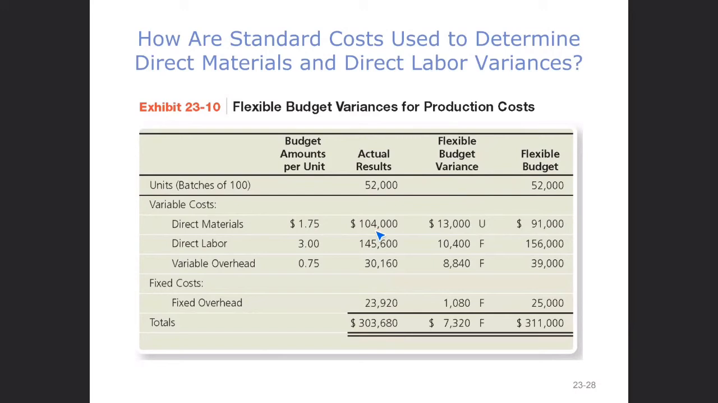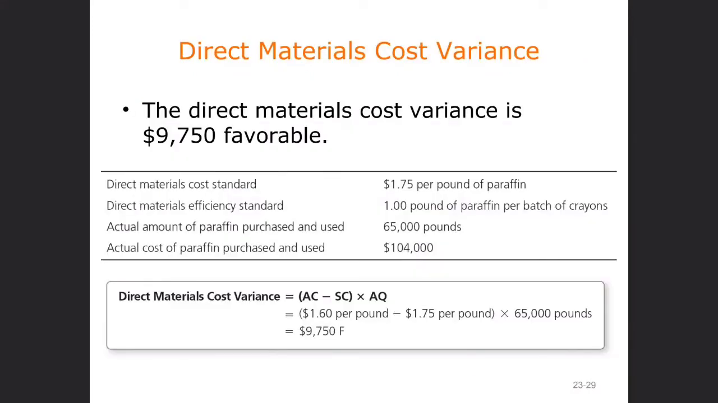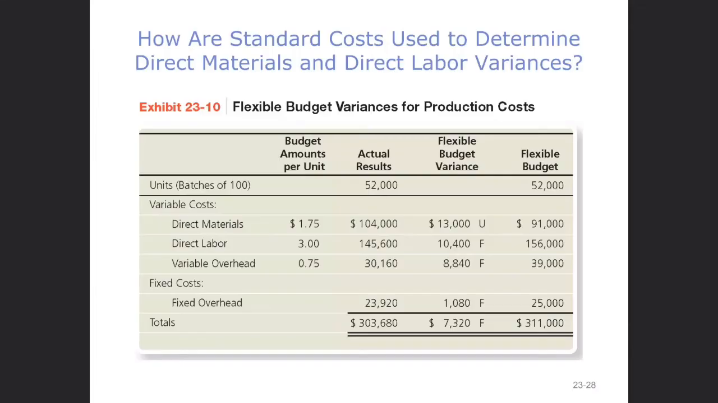So we've got our direct materials, the actual direct materials of $104,000, the flexible budget direct materials of $91,000. Actual is higher. This is an expense, so it's unfavorable, and it's unfavorable by the difference, which is 104 minus 91, which is 13,000. The direct materials cost variance is 97,050 favorable.